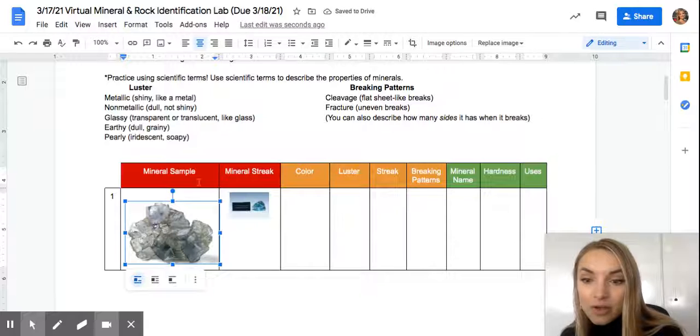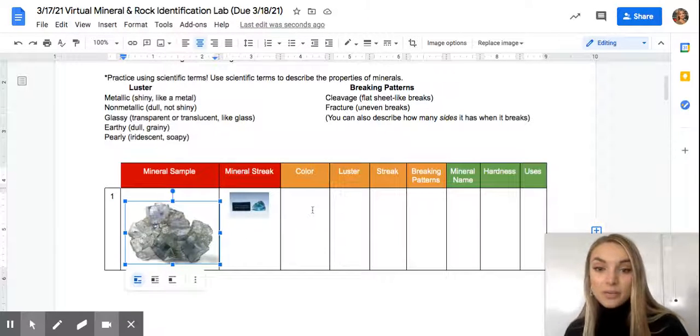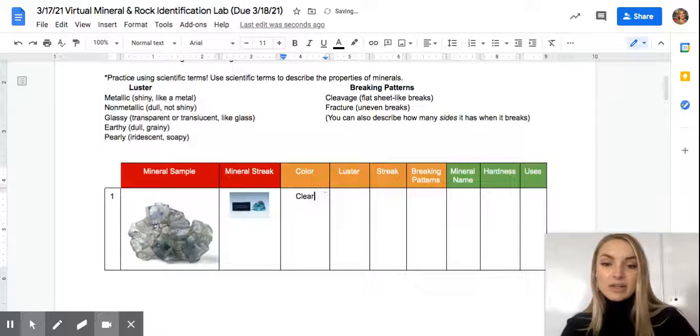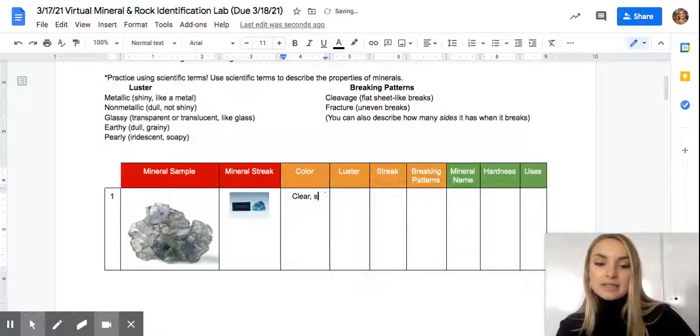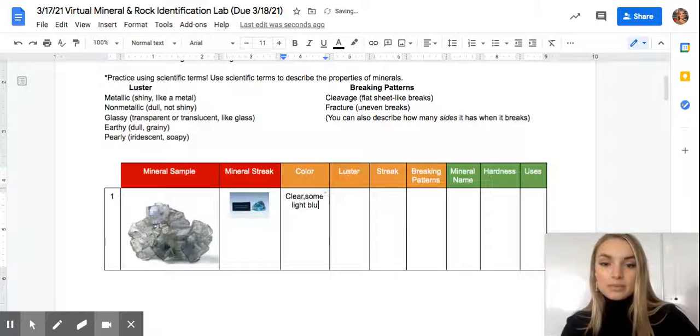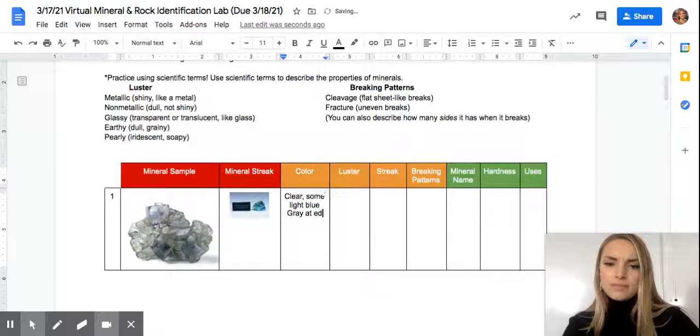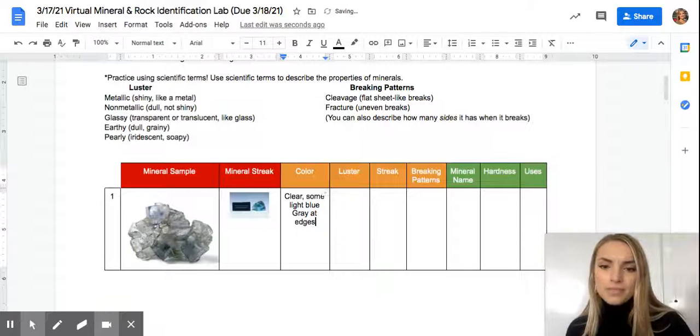All right, well, I'm going to start off by describing the color. I'm going to say that this is clear, light, and some light blue. Maybe a little bit gray around the edges. Right, so now I've described the color.